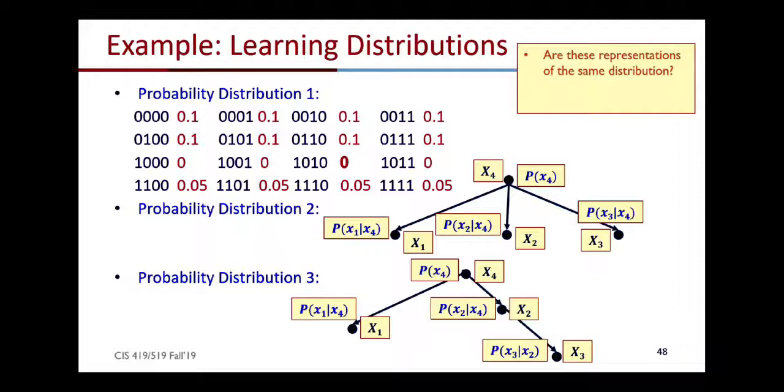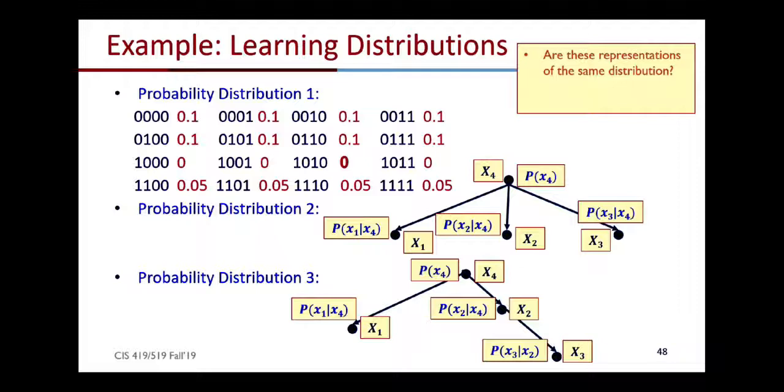Okay, that's true, but it's hard to check because I don't know what it means to make sense. So I'm looking for a more concrete condition for this probability distribution to be the same as this probability distribution, even though the representations are different, right? So all these three representations look different.